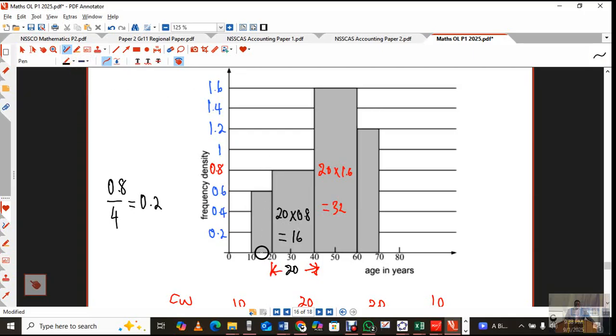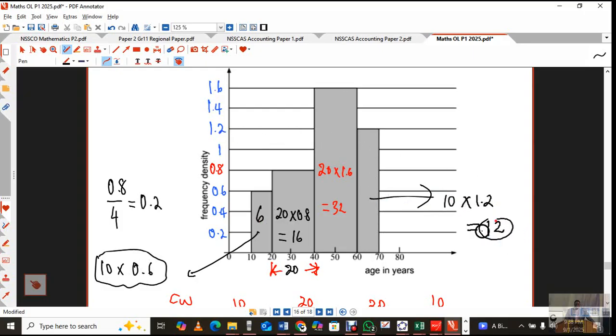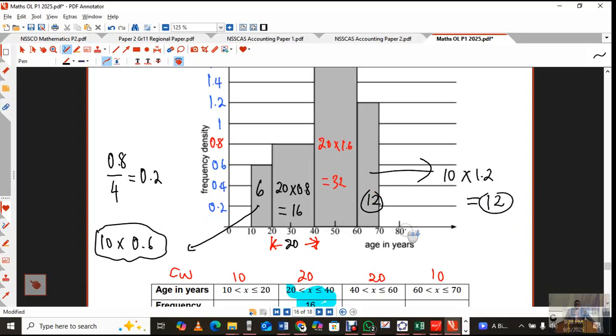Let's do this one here. This one is 10. What is the height? 10 times 0.6. You understand? So you have 10 times 0.6, that's 6. And this one over here is also 10, times 1.2, which is just 12. And those are what we are supposed to put in those tables, those missing values. All right?